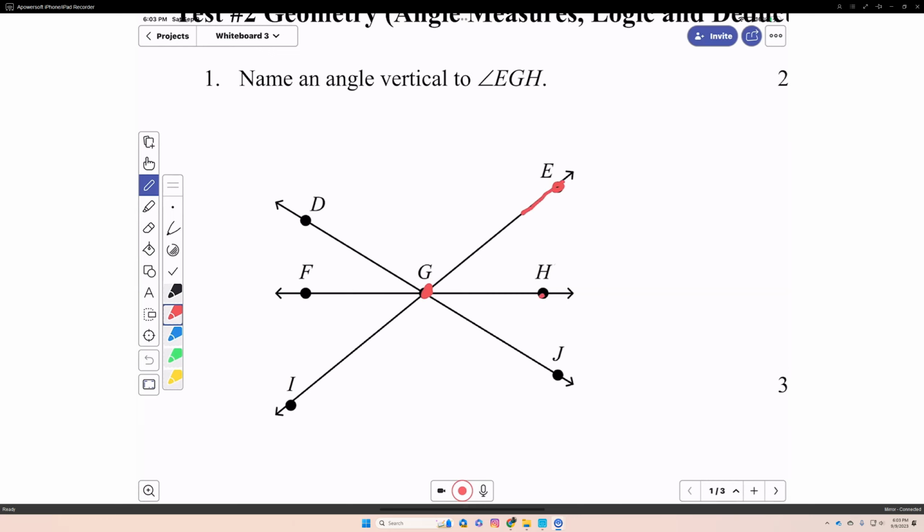And here's the angle. Of course, G is the vertex. So the angle that is opposite, which is over here, will be the vertical angle. So vertical to angle EGF, it's going to be angle FGI, or you can name it as angle IGF.